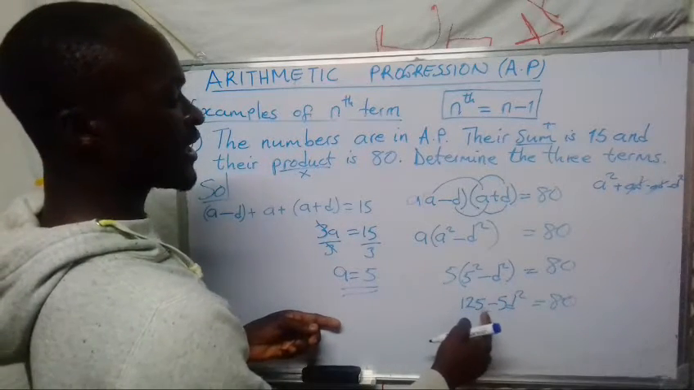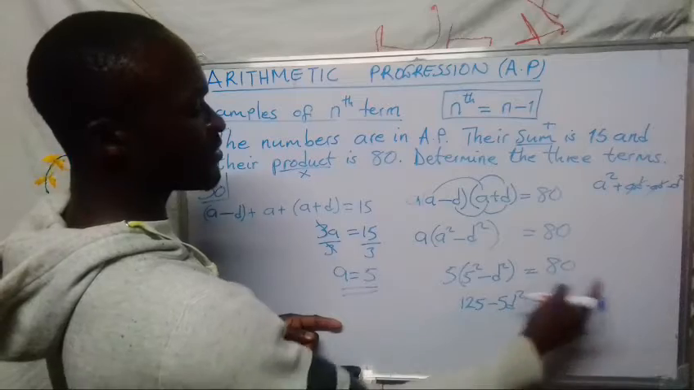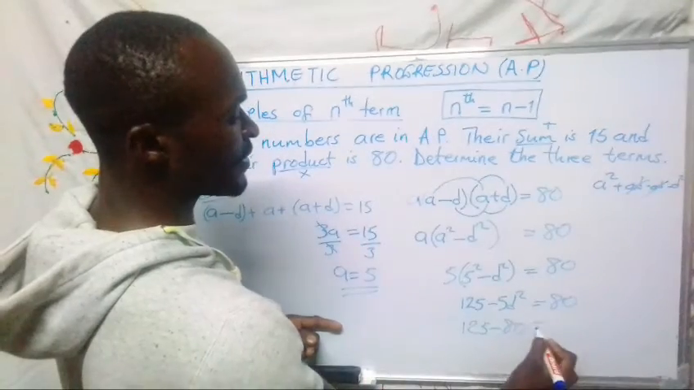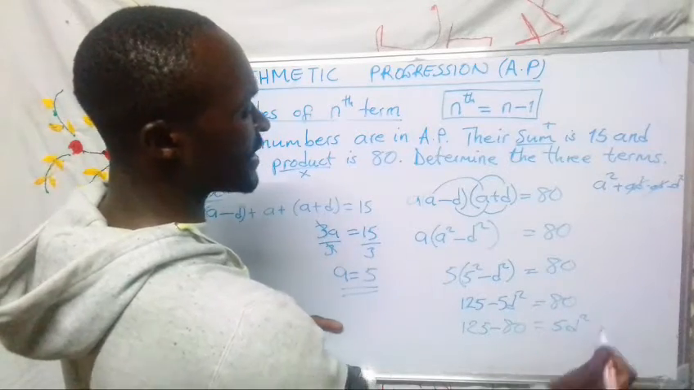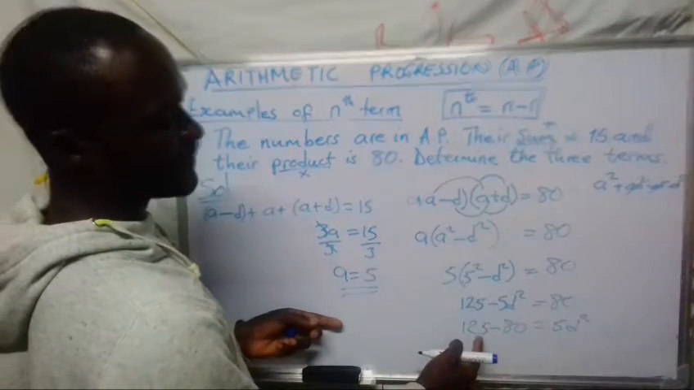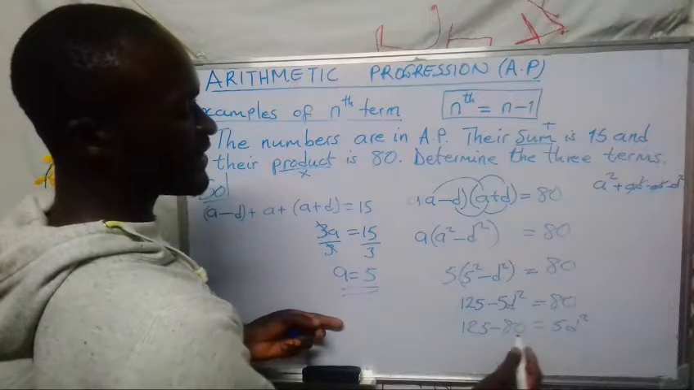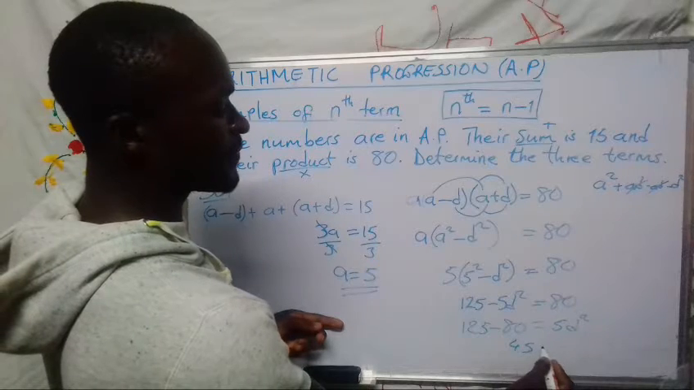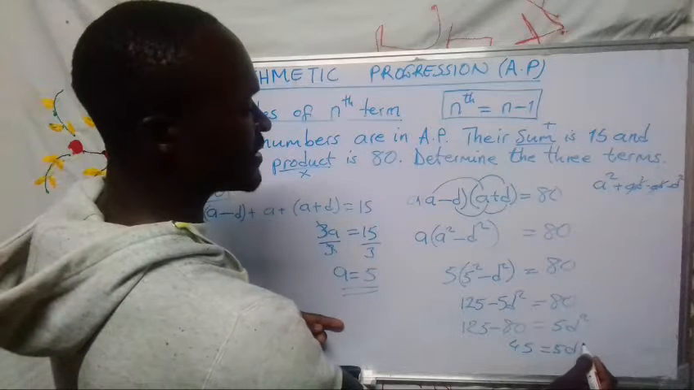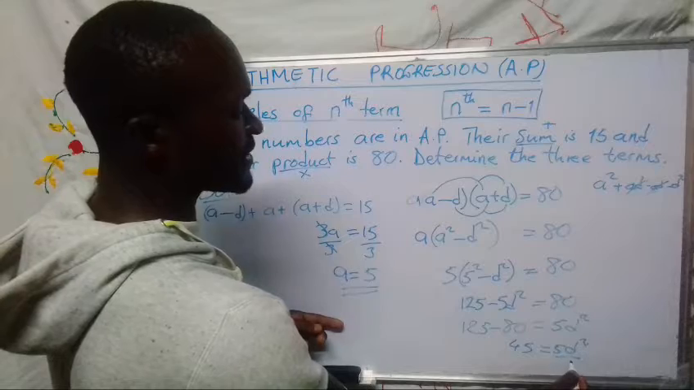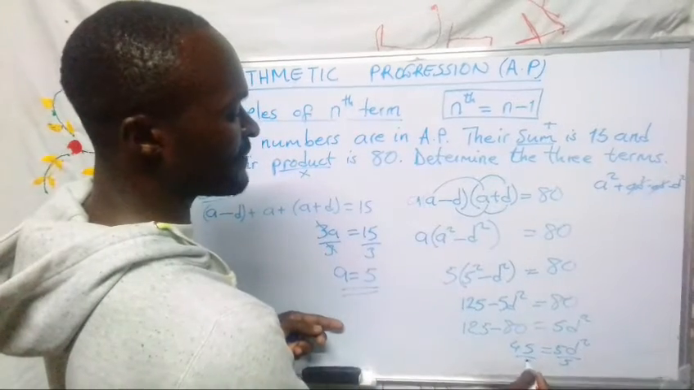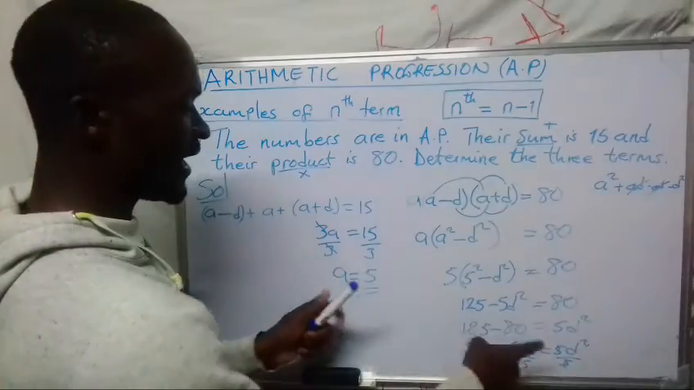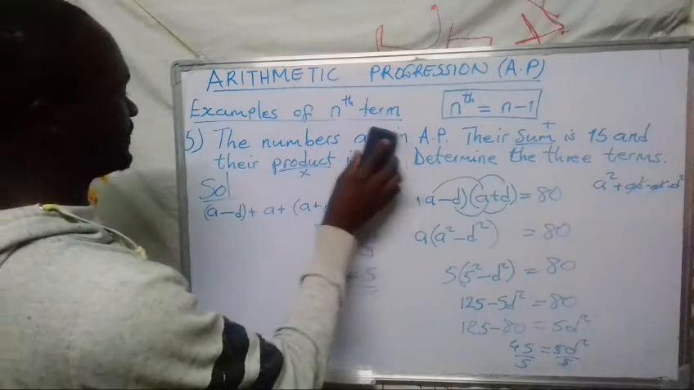Of which we'll take this to come this side and this to go this side. We'll have 125 minus 80 equals 5D squared. Knowing that 5 minus 0 will give us 5, the 12 minus 8 will give us 4, then equals 5D squared. Dividing both sides by 5, we'll cancel this and this. Therefore, from there, now we come here.